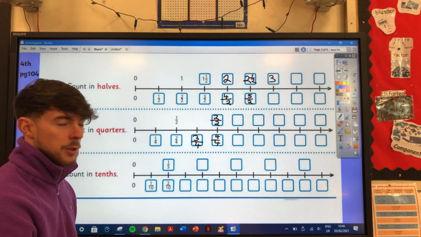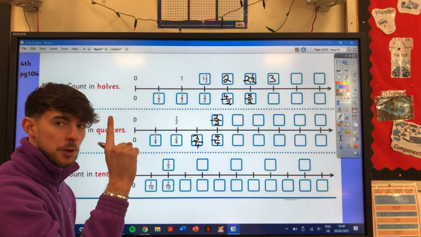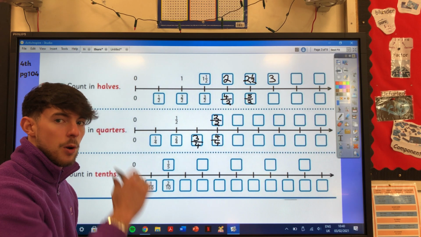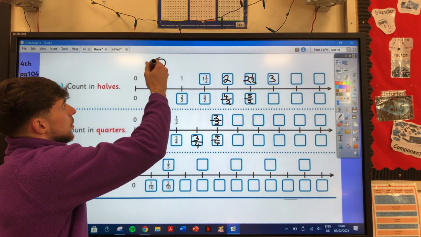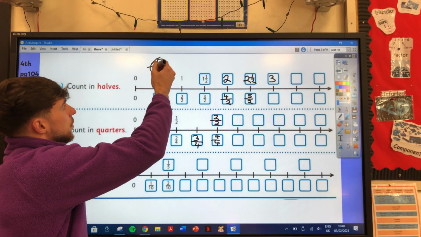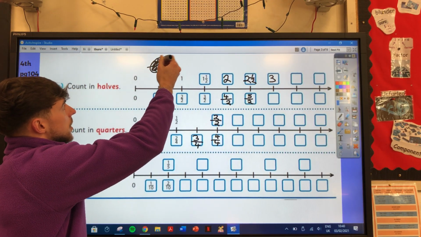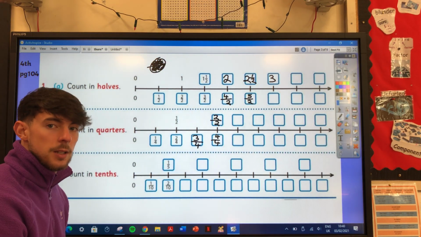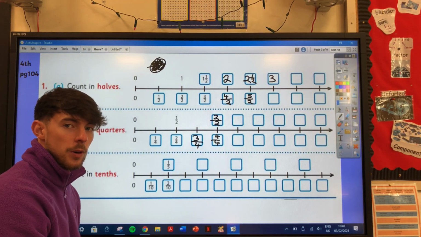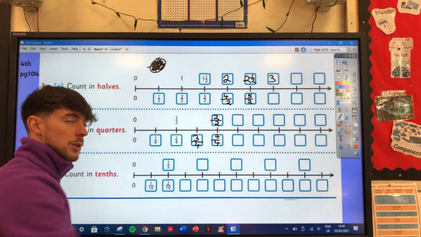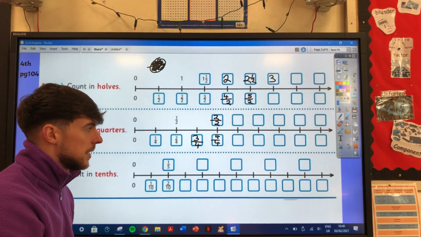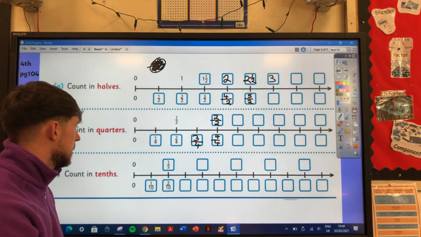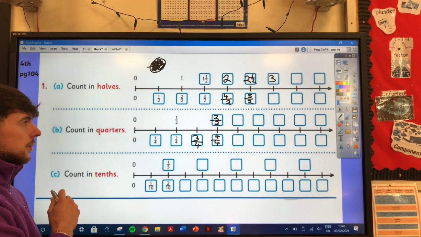Now we all know that 4 over 4 is 1, don't we? Because it's a whole fraction. So say if I had a circle here and it's cut into quarters, and I had 4 quarters of it, I'd have the whole circle. So we know 4 over 4 is 1, and we also know 2 over 2 is 1. Okay, so they mean the exact same thing, they're just different fractions, right? So do the exact same down here as well.